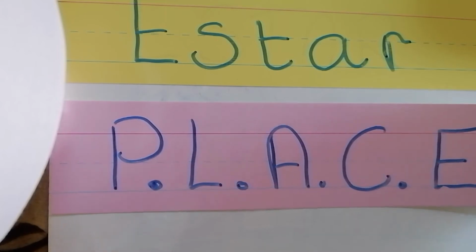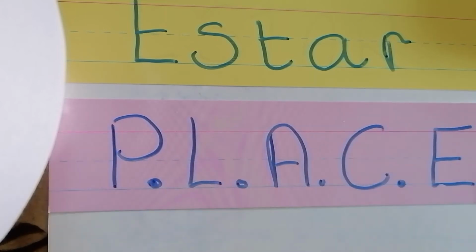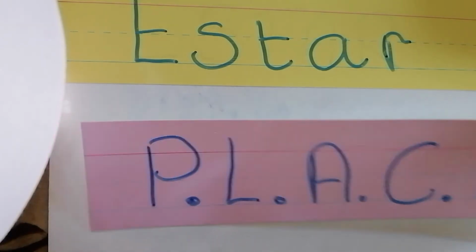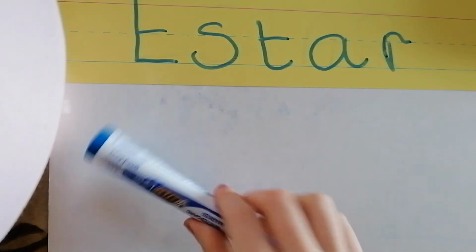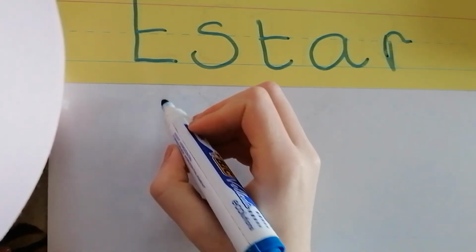So let's run through the different situations where you might use estar using our handy little acronym here. So P is our first one, position, okay? So position, the pen is on the whiteboard, por ejemplo, for example, okay? So position.